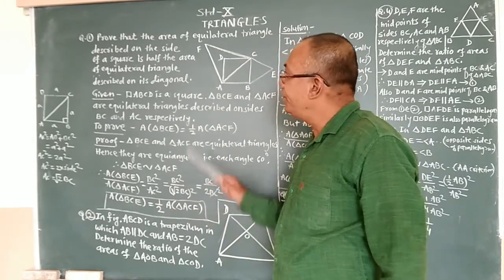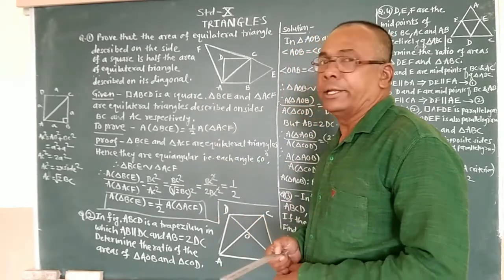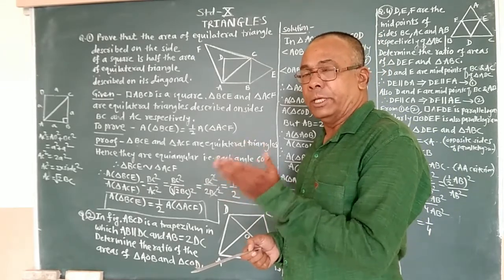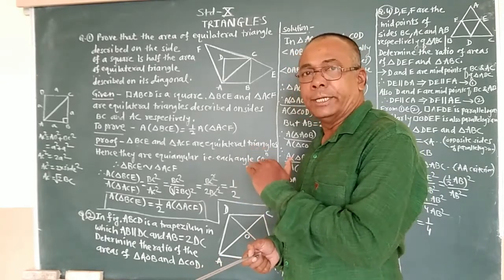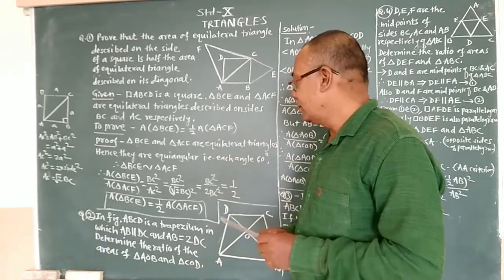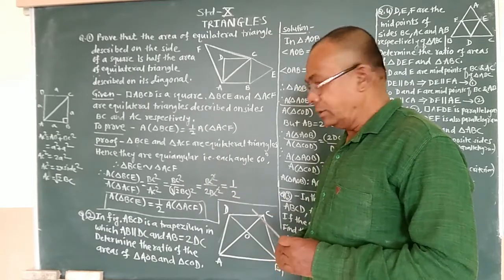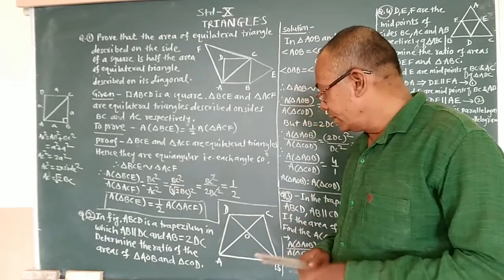In this way, we have proved that the area of the triangle on the side is half of the area of the triangle on the diagonal of the square. So this was the first question, and now we will see the second question here.